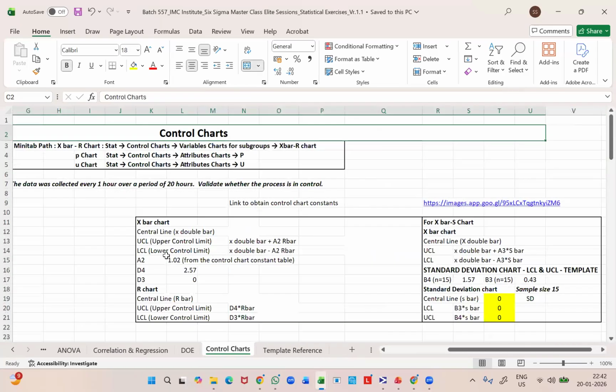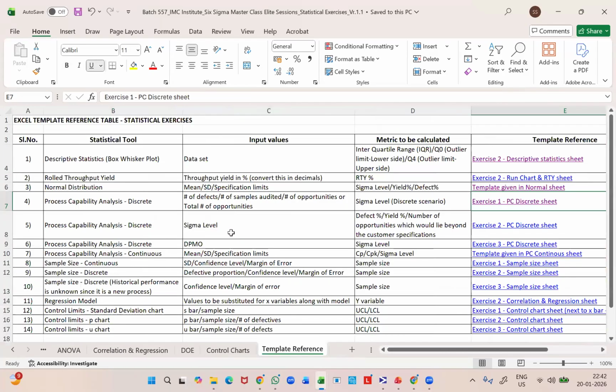So as we can see, the template references are provided even for the defect percentage calculation, the yield percentage calculation given the sigma level, right? So how to calculate the defect percentage or the yield percentage, and given the DPMO value, how to calculate the sigma level. So that will be the template given under exercise number 3 in the PC discrete sheet in the exercise file, right?